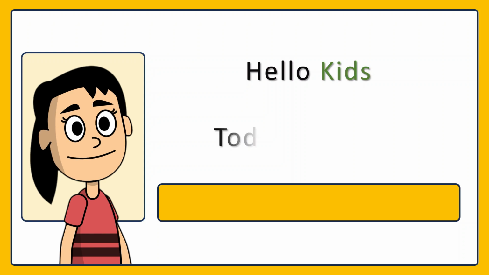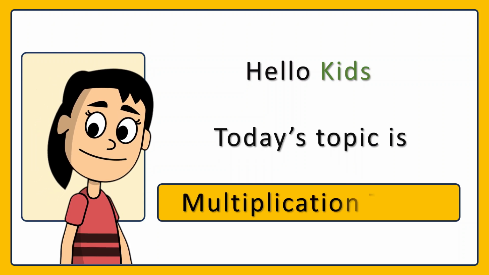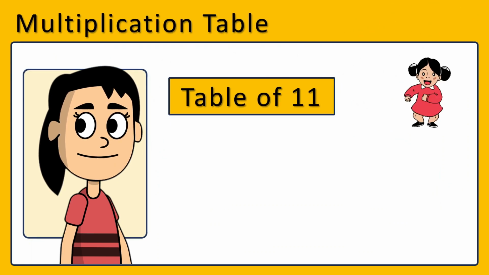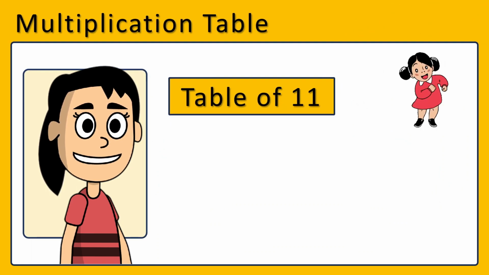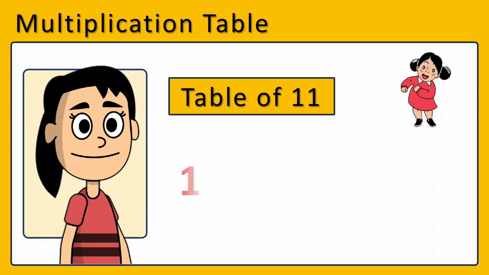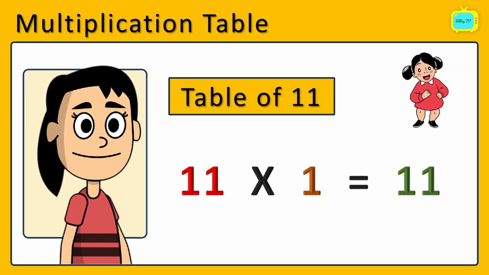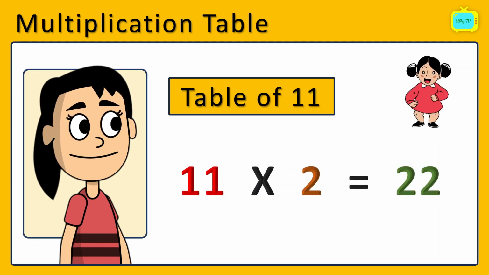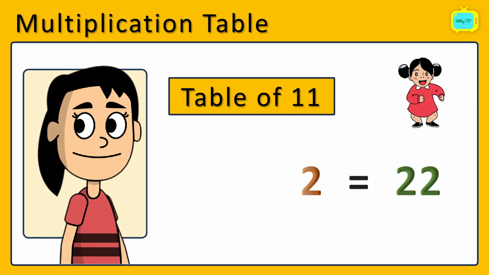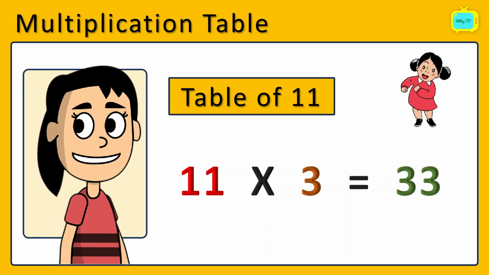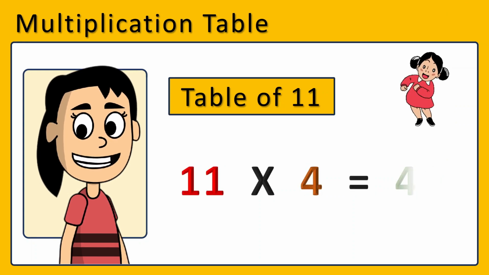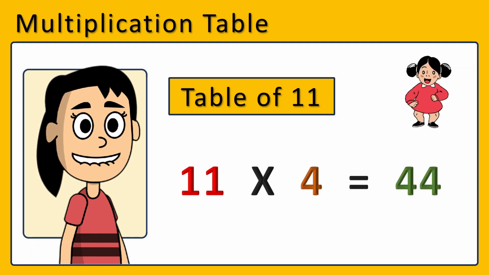So kids, our today's topic is multiplication table and we will learn table of 11. So let's start. 11 1 is 11. 11 twos are 22. 11 threes are 33. 11 fours are 44.